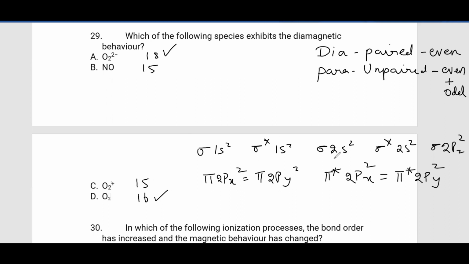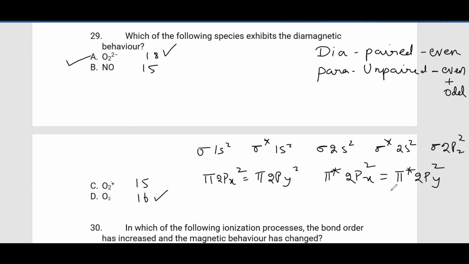So let us write the configuration, because NO and O2+, it is ruled out because they are containing odd number of electrons, and there is a chance that in O2 2- and O2 we are having even number of electrons. If you write the MO configuration for the option A, it will be like this, and you can see that all electrons are paired in O2 2-. So our correct answer is O2 2-.